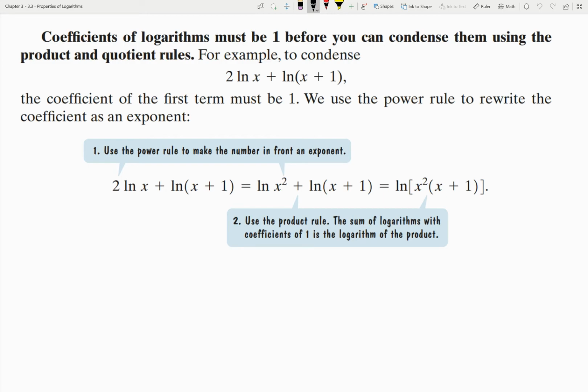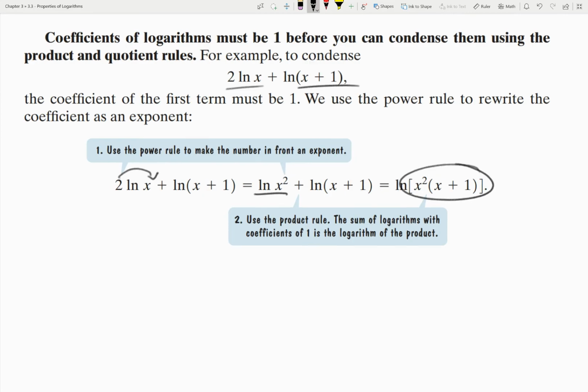Now, it's important that you remember that the coefficients of logarithms must be 1 before you can condense them using product and quotient rules. So if you have two logarithms like this, the coefficient of the first term must be a 1. So you have to use the power rule as your first step. Pull this exponent back inside to give you the natural log of x squared, and then you can multiply the two expressions together.